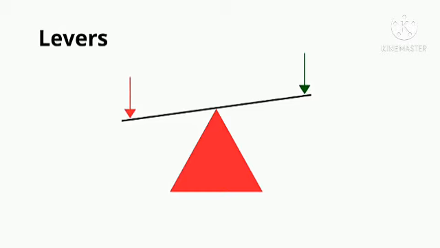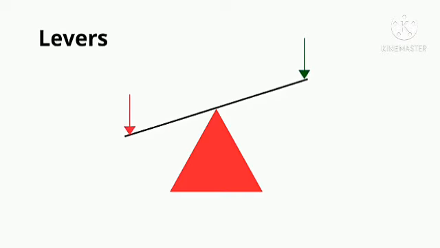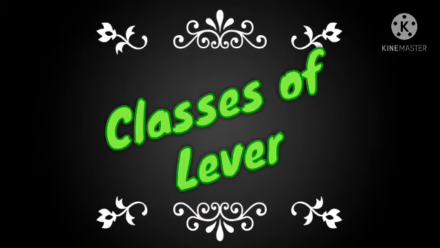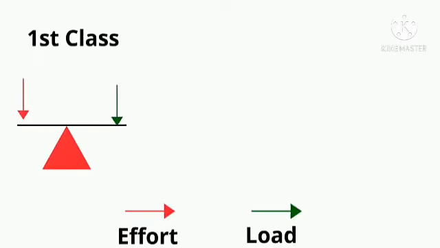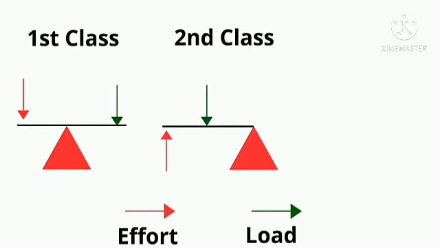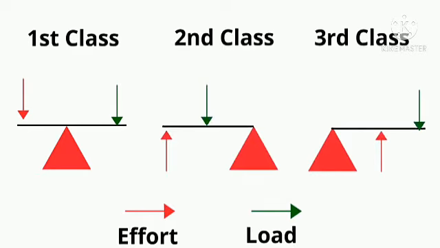So let's look at the parts of a lever. We have, like I said earlier, the effort arm, the fulcrum at the middle, and the load at the other end. Yes, not the parts now. We have three classes of lever. So let's look at the classes of lever. Number one, we have the first class lever, the second class lever, and the third class lever.